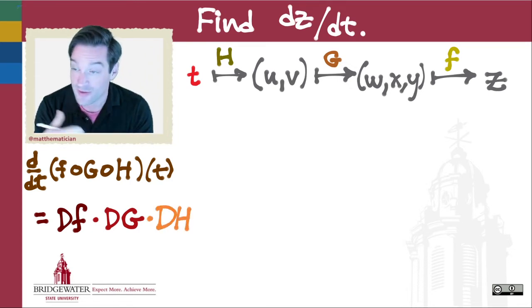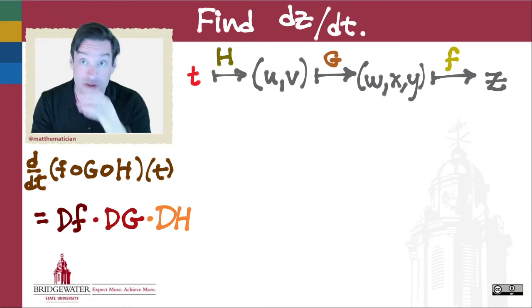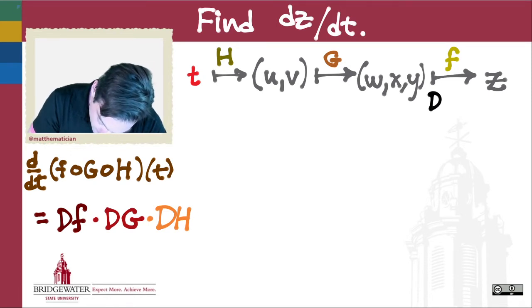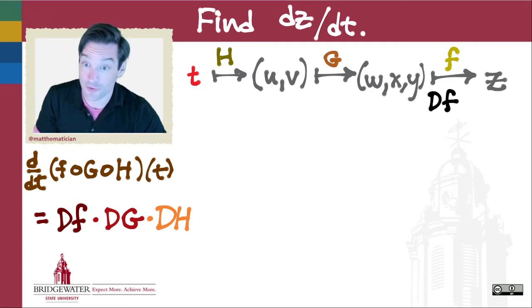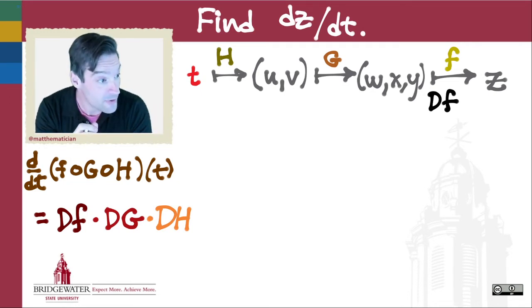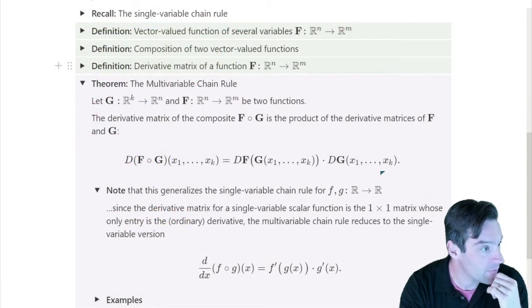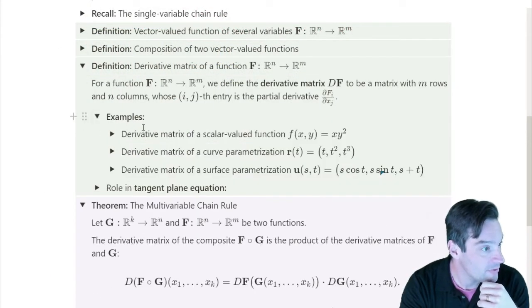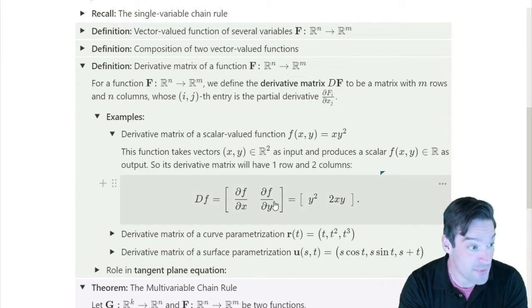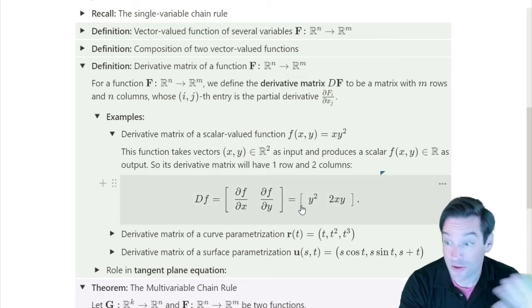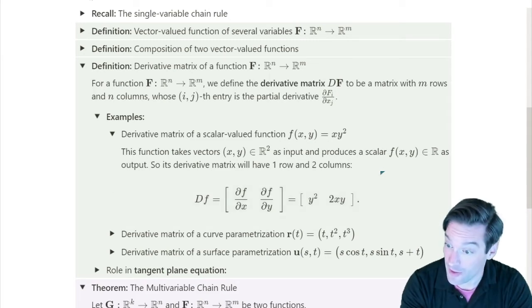So let's find coordinate expressions for each of those derivative matrices, and then we'll do the matrix multiplication that makes our final answer pop out. Starting with my scalar valued function over here on the end: for a scalar valued function, remember the example we looked at a minute ago, that derivative matrix ends up being just a row vector, where the entries in my row vector are just the partial derivatives of that scalar valued function.